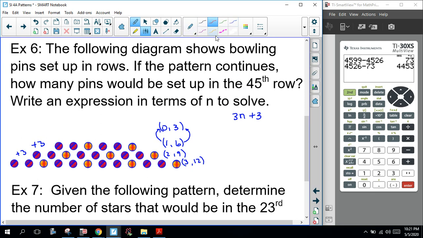And now I use that to solve by simply plugging in. I want the 45th term. So in for n, we put in 45. So 3 times 45 plus 3. And we go ahead and do that calculation. 3 times 45 plus 3. Enter. So the answer for this is going to be 138. So the 45th term of that pattern is 138.